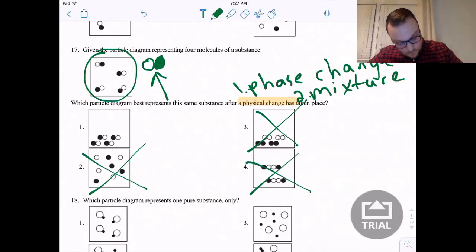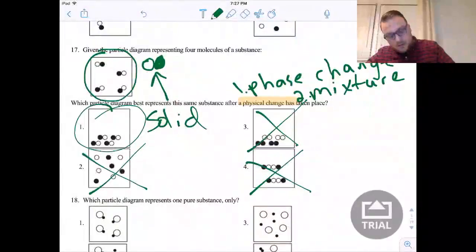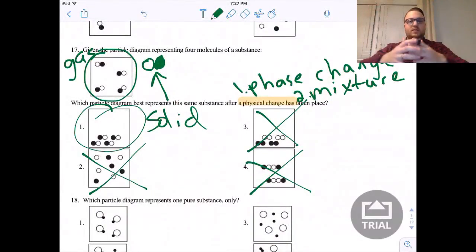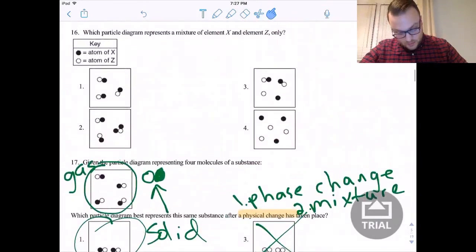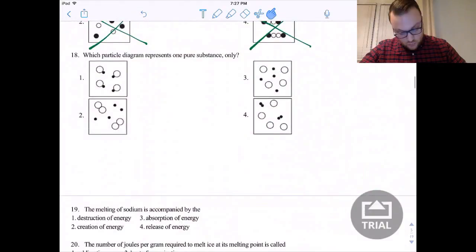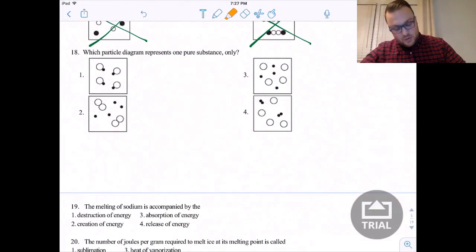1, that looks like a solid to me. This looked like a gas at the beginning, so I took my gas substance and turned it into a solid. And that was 17. 18 I'm not going to go over, but I do want to focus on this word substance, pure substance.